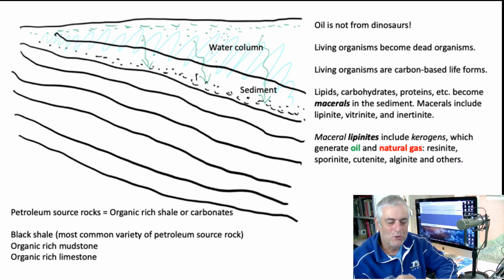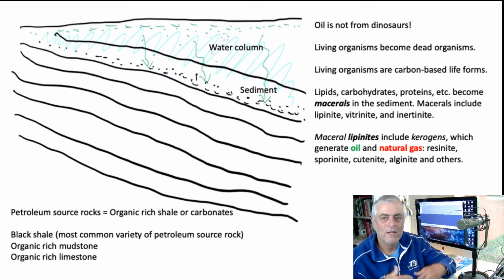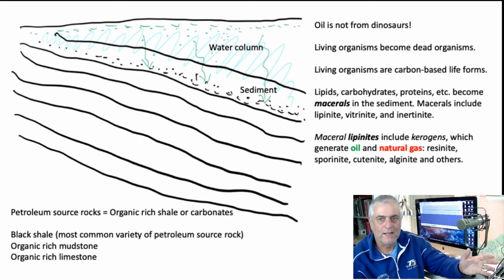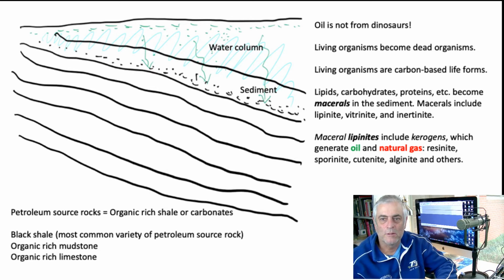Four if you want to include coal. Coal can actually produce methane as well, but we don't usually talk about it as a petroleum source rock. Normally, we talk about black shale. Black shale is the most common petroleum source rock. It's what they produce out of now in places like North Texas, in eastern Oklahoma. They produce out of it in the Bakken Shale up in North Dakota.